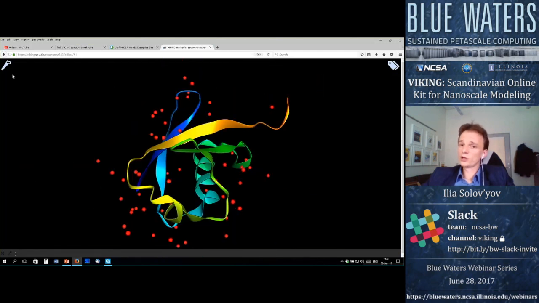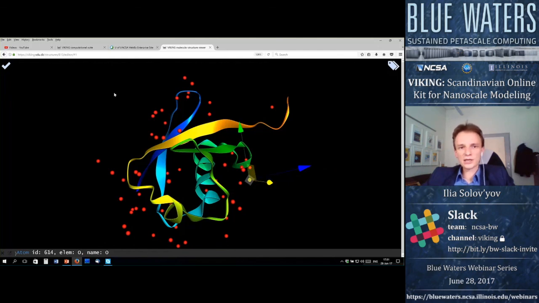But you can also do some modifications on the structure by clicking this icon here. This allows me to actually start doing some modifications. For example, now I click on this atom here, and I would like to translate it. I can do so by choosing the move to option, and then you can see that.